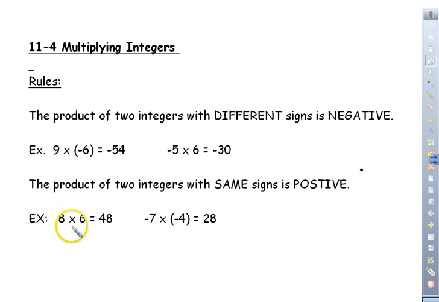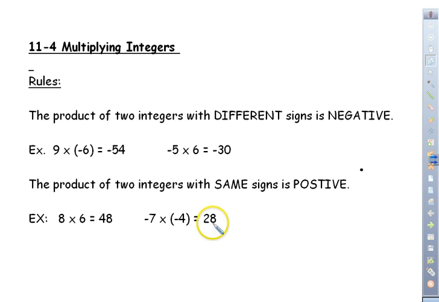So again, simply just look at the numbers, multiply them together, don't worry about the signs, just get the digits themselves, the answer. So 8 times 6, 48. Now you pay attention, is it positive or is it negative? Obviously they're both positive, so my answer is positive. Same thing for this example, negative 7 times a negative 4. 7 times 4 is going to give me 28. The signs are the same, both negative, therefore my answer is going to be positive.